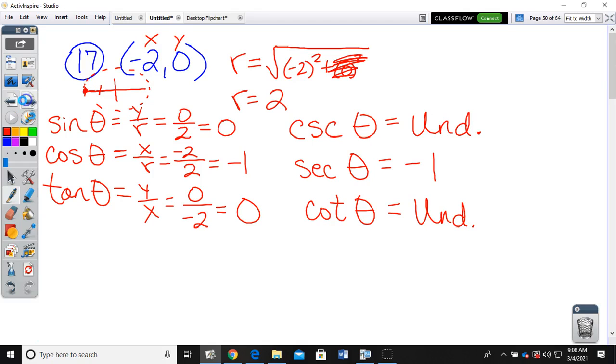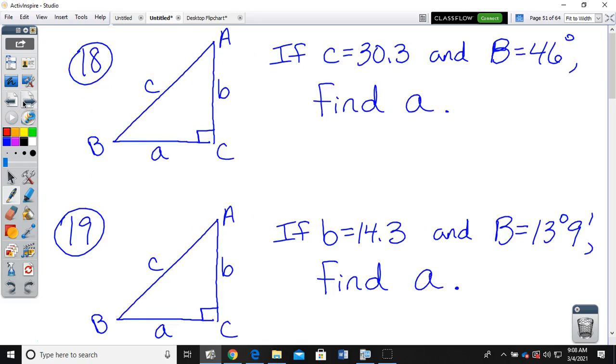All right, we're rocking right along. Can you use the law of sines on the right triangle? You can, but why? It's not easier. Okay, 18 and 19. He asked, can you use law of sines on a right triangle? You can, but don't. You're making your life hard.